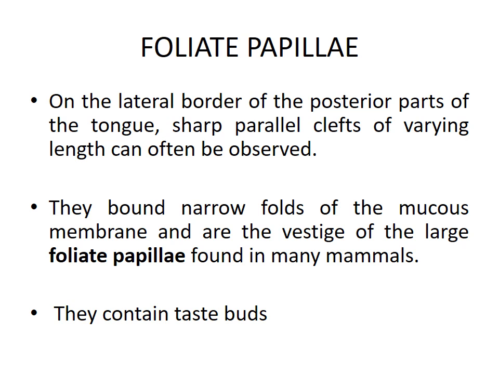Next is your foliate papilla. On the lateral border of the posterior parts of the tongue, sharp parallel ridges of varying length can often be observed. They bound narrow folds of the mucous membrane and are the vestige of the large foliate papilla found in many mammals. They contain taste buds.